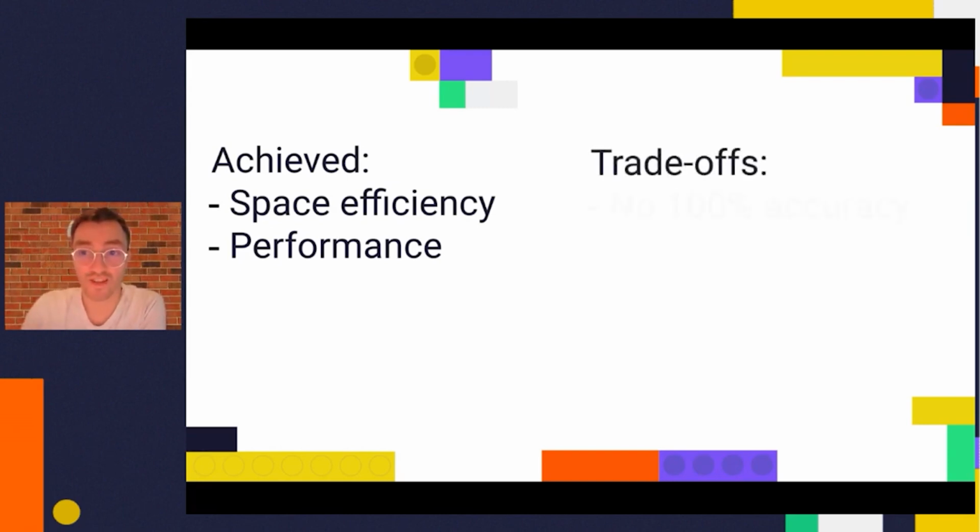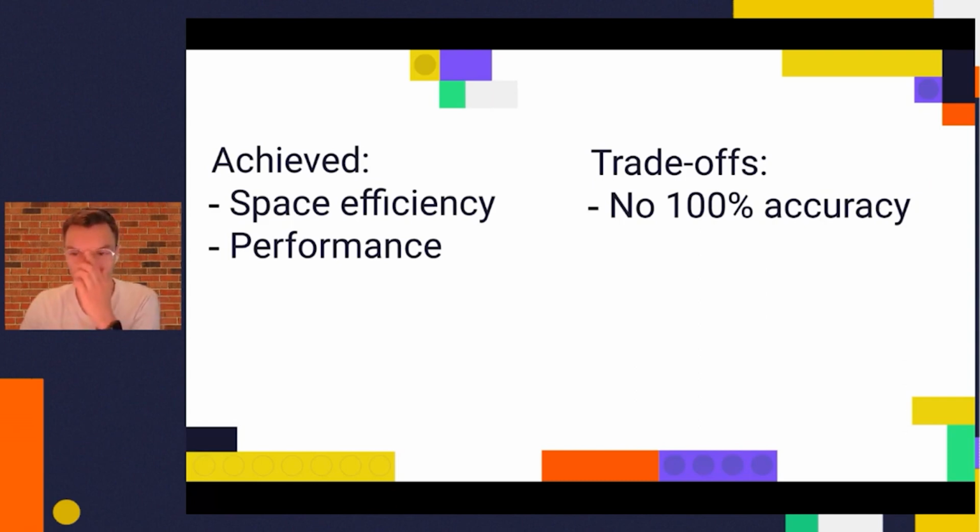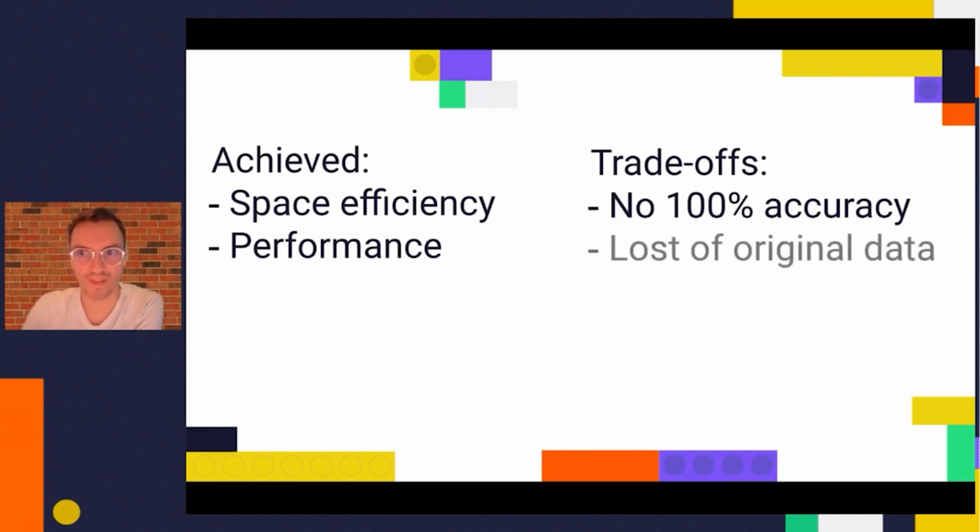And what are the trade-offs? Because for sure there are some. There's no 100% accuracy when it comes to false positives. It will never be 100% accuracy, unfortunately. And that's the usual trade-off of probabilistic data structures. You will usually not receive 100% accuracy in all cases, because we achieve 100% accuracy only if we are saying that something doesn't exist. And also, we lose original data, so we cannot retrieve it.